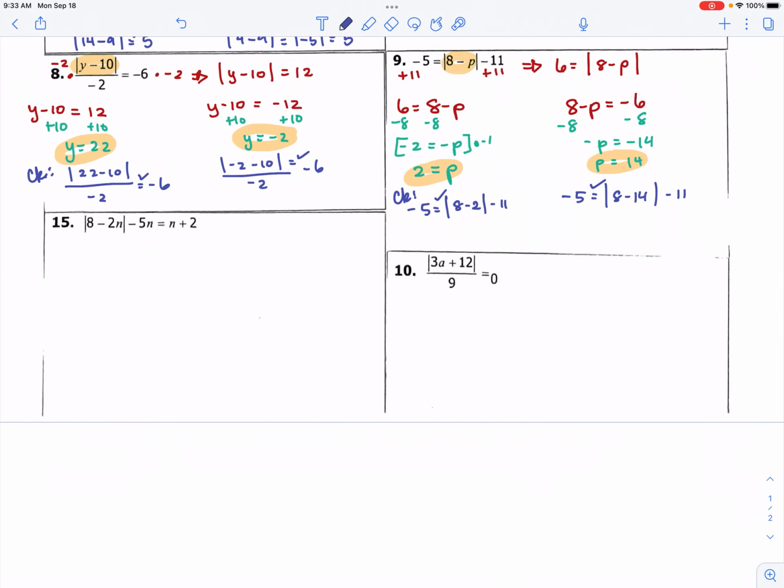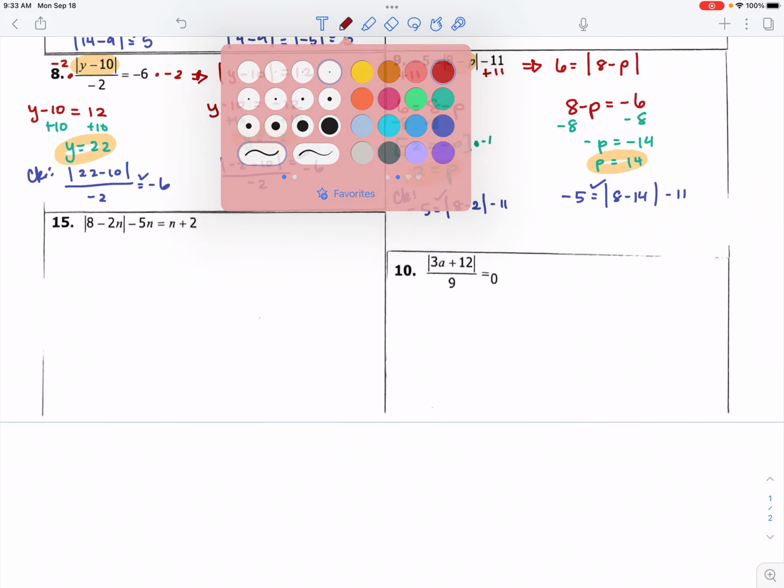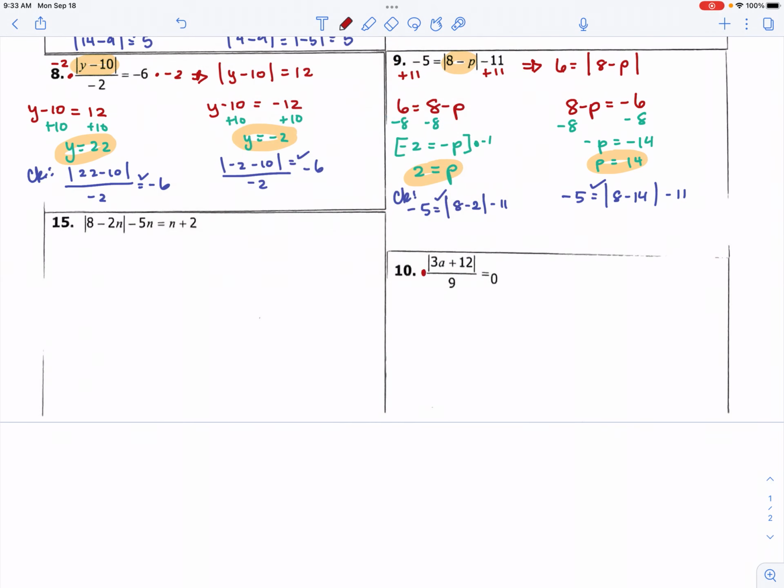I'm going to jump down to 10 right below that. Here, we want to multiply both sides by 9 to be able to isolate that absolute value by itself. That leaves me with the absolute value of 3a plus 12 equal to 0. Now, because this equals 0, we don't have to create two cases. We just need one, because there is no opposite of a 0. There is no positive or negative. It's neutral. So there's only one case here.